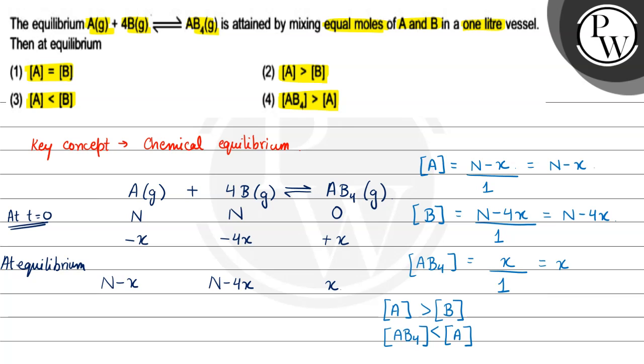So, the correct answer to the question is option 2. Concentration of A is greater than the concentration of B at equilibrium.